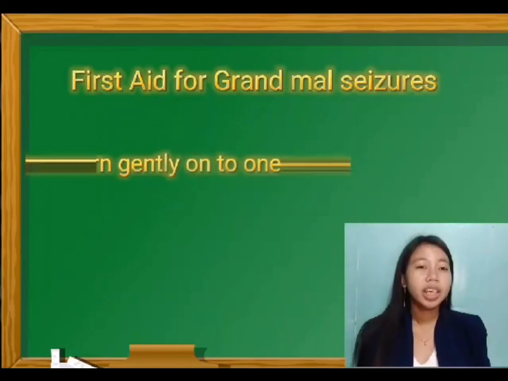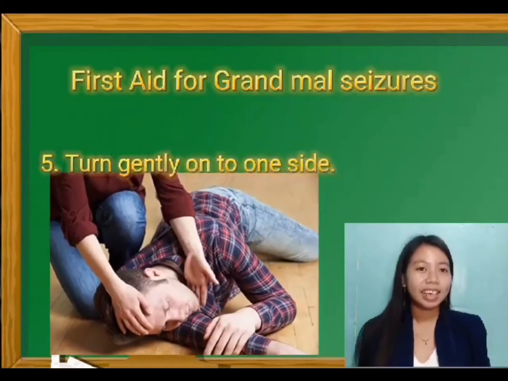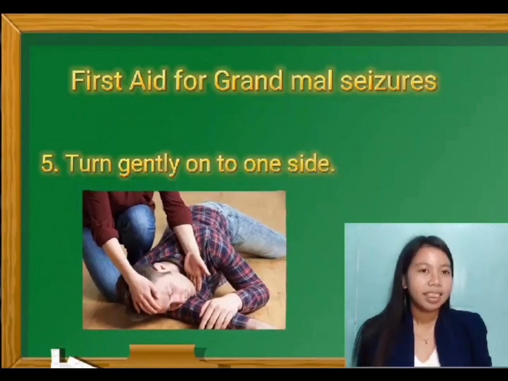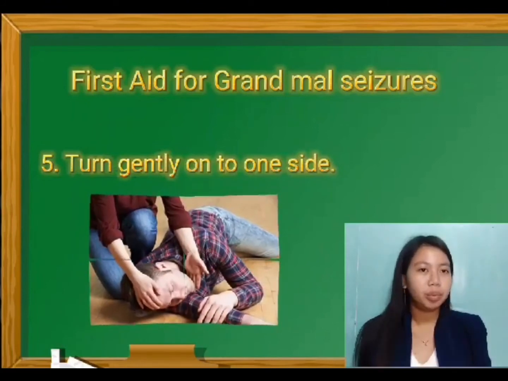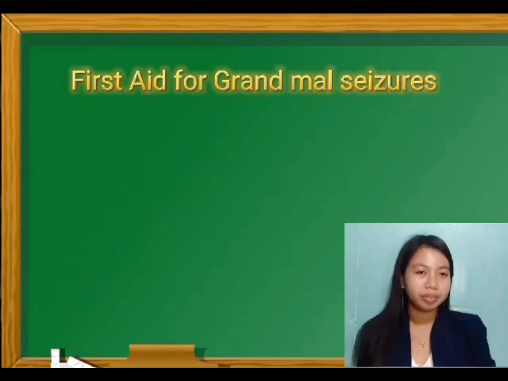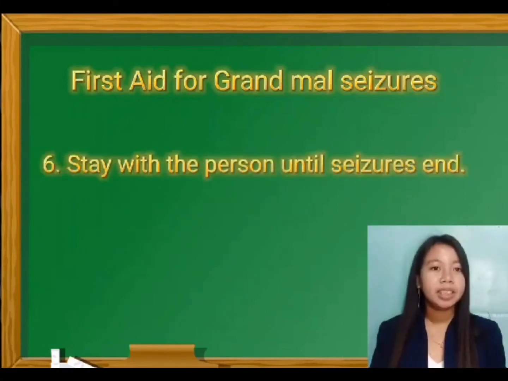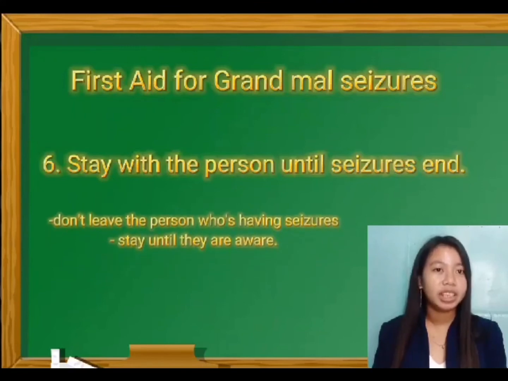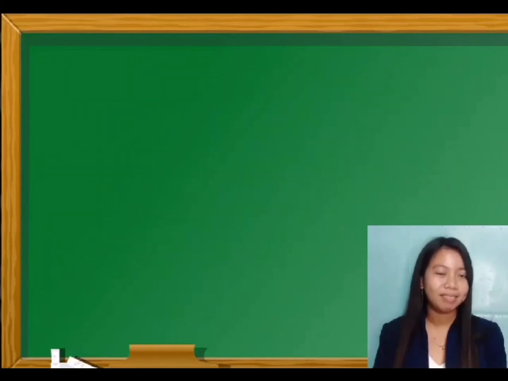Fifth, turn him or her gently onto one side. This will help the person breathe because it helps to clear the airway. Sixth, stay with the person until the seizure ends. Don't leave the person who is having a seizure alone. Stay until they are aware of everything and can respond normally when you talk to them.